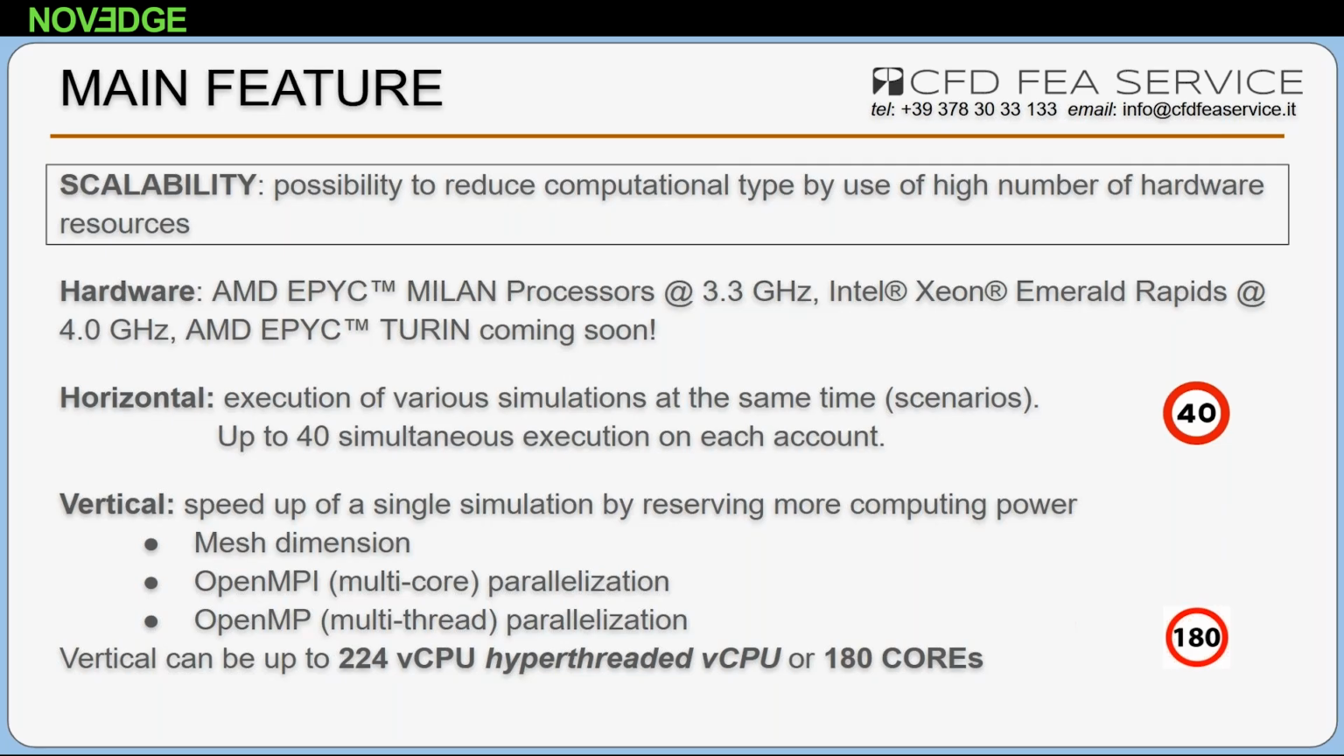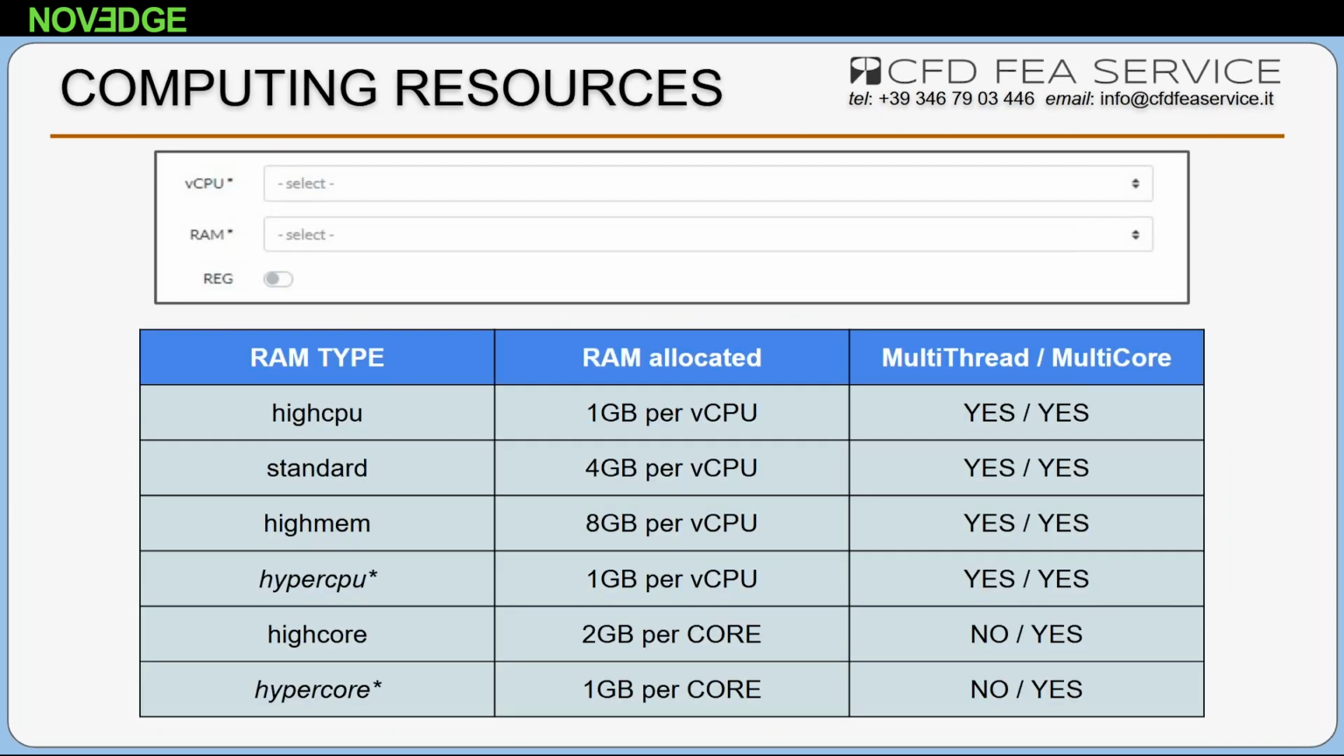Currently, every simulation is kind of limited to 224 virtual CPUs in case you're using hyper-threaded software, or 108 cores in case you're using multi-core, so OpenMPI approaches. This depends on the software you use, which of the two limits can apply. So in theory, you can run up to 40 simulations, and each of these simulations have 180 physical cores. So you can really allocate a huge amount of hardware resources for your analysis.